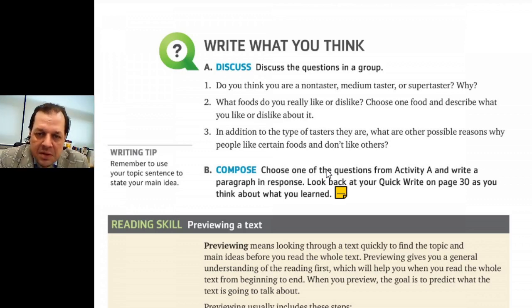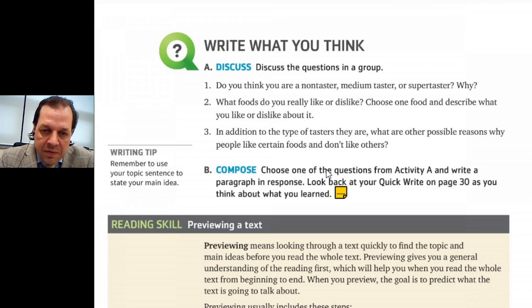So again, it says in a group, but we're going to be talking about this in a group on Zoom possibly. So please write down something informative that shows you put some thought into your answer so that you can share it with the group without thinking you've spent only 10 seconds on each. Alright, do you think you are a non-taster, a medium taster, or a super taster? Why? So every time you see why, you need a reason. I think I'm a non-taster because yada yada. Okay.